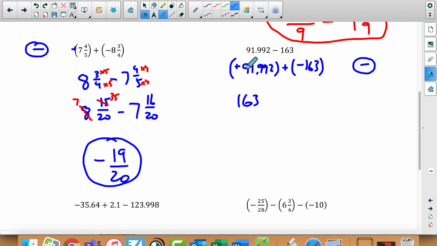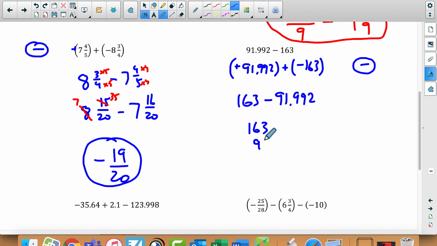I know that positive 91 is more than negative 163, but we're just looking at the numerical values, the 163 and the 91, and 163 is bigger. So we're going 163 minus the 91.992. We're going to do that and then make it negative, and we'll be done. So how do we subtract decimals? We line up the decimals. So we have 163, where's the decimal? Right here at the end of the number.